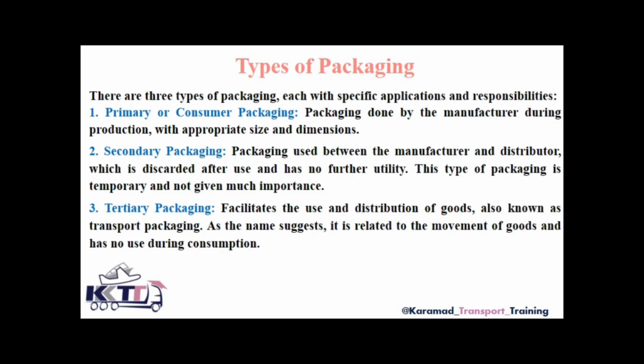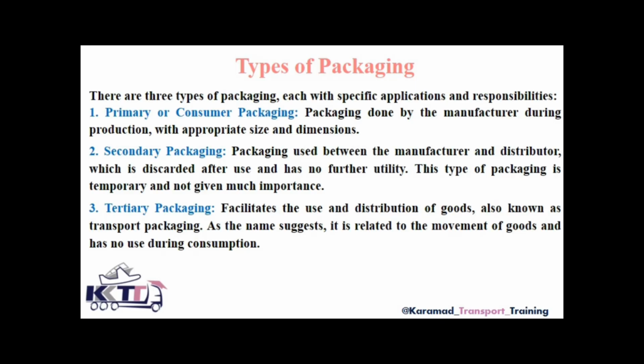Like what? For example, when dish soap is produced, it is placed inside its corresponding container, and that dish soap container is a type of primary or consumer packaging. Secondary packaging refers to packaging that is only used between the manufacturer and the distributor, and after the product reaches the distributor, this packaging is no longer useful and is mostly discarded. This type of packaging is not given much importance and is usually used temporarily.